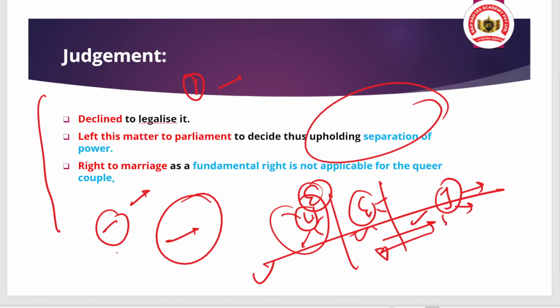Another important announcement the Supreme Court made is that the right to marriage being a fundamental right is not applicable for queer couples.